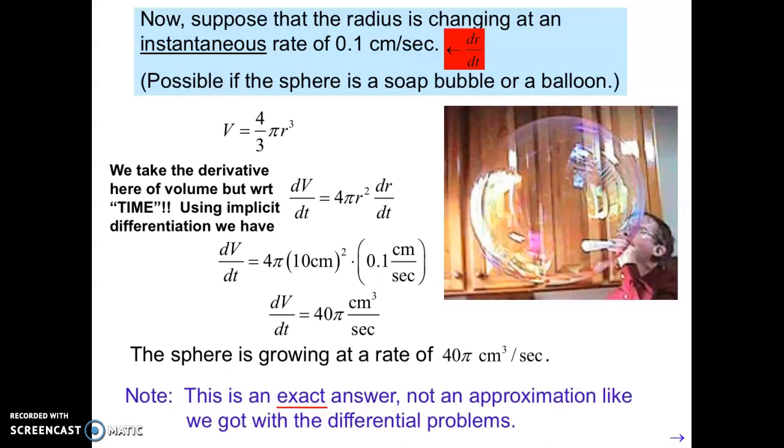This answer, because we have an instantaneous rate of change and not just a differential approximation, we actually have a derivative to start with, is considered an exact answer and not an approximation like we do with differential problems. Differentials are just a small change in r, or a small change in t, or a small change in x, and are considered approximations. Here, derivatives are considered exact and are the instantaneous rate of change of the object at a given point in time.